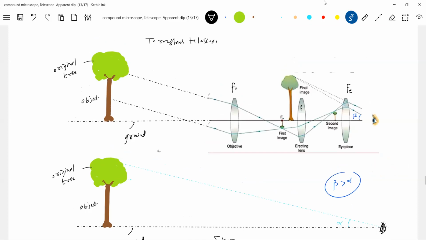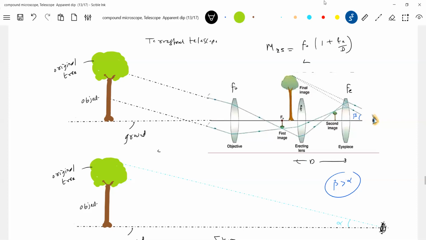What is the magnifying power? Again, same thing, M25, because it is at the least distance. So then what is the formula? F naught by 1 plus Fe by D. Then if it is a normal adjustment, it will be F naught by Fe.